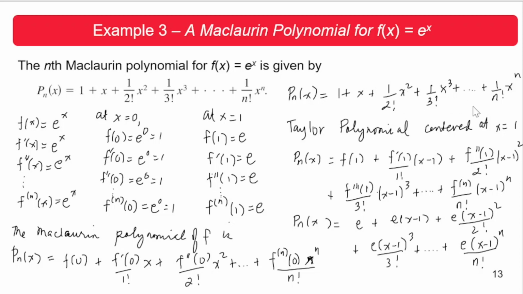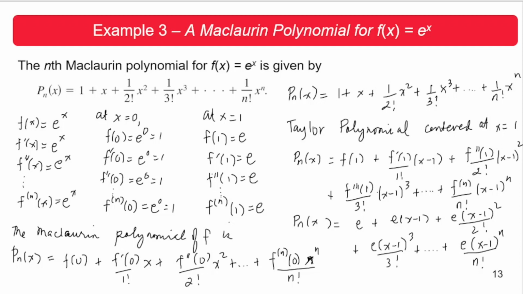And so on and so forth, up to the value of the nth derivative at 0, which is also 1, over n factorial times x to the n. So this is called the Maclaurin polynomial for this function f of x equals e to the x. And how about the Taylor polynomial, say centered at x equals 1?